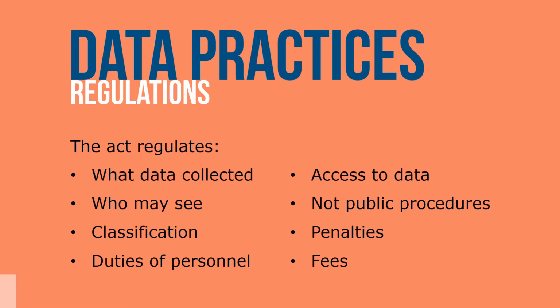Briefly, the Act regulates what data can be collected, who may see or get copies of the data, the classification of specific types of government data, the duties of government personnel in administering the Act, procedures for access to the data, procedures for classifying data as not public, civil penalties for violations of the Act, and the charging of fees for copies of government data.